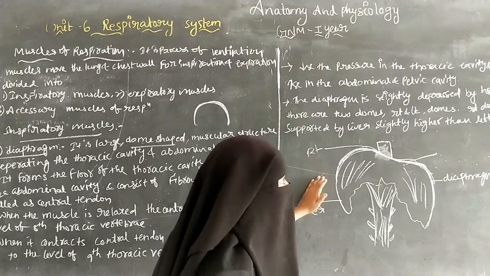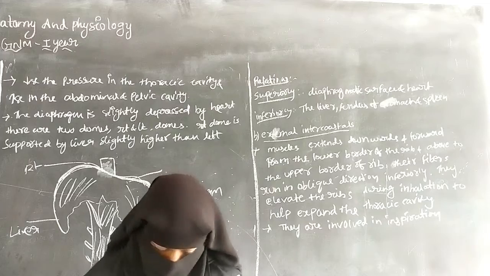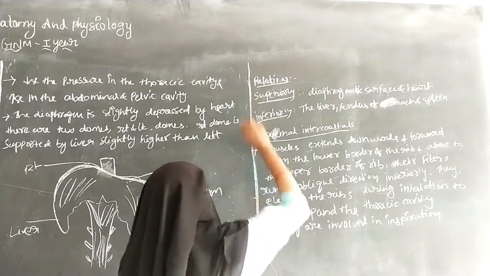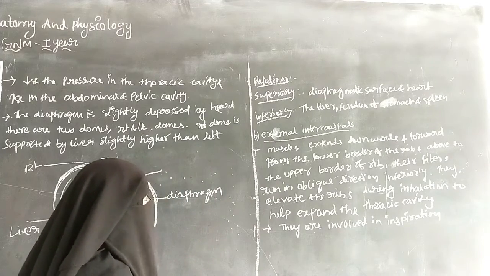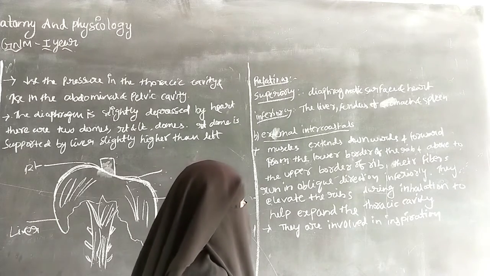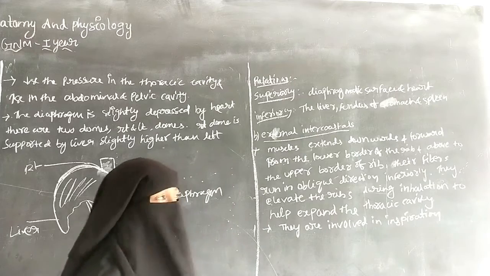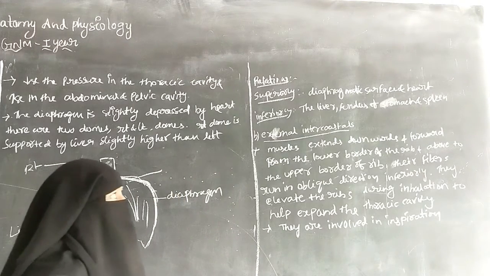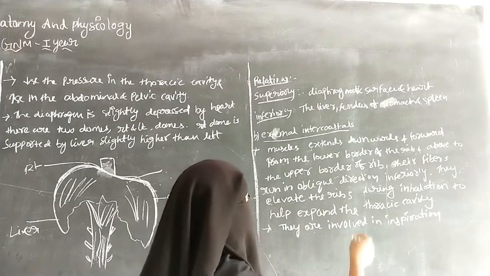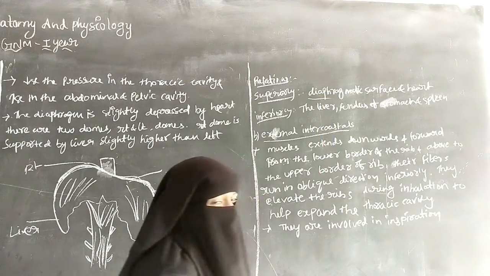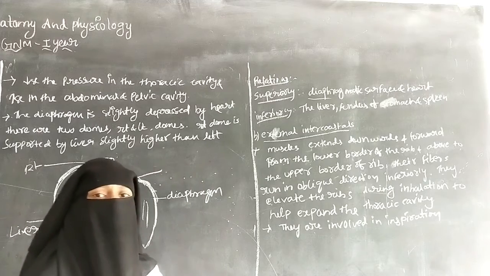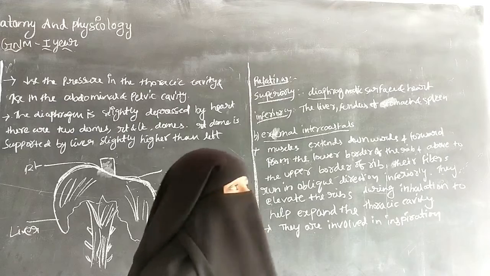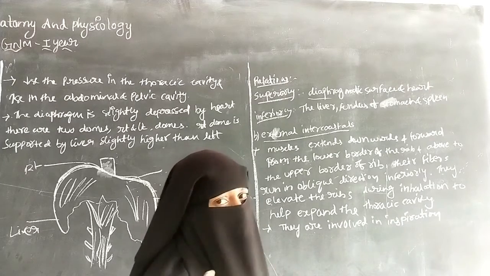So that is about the diaphragm. The next topic is relations. Superiorly, the diaphragmatic muscles are related to the diaphragmatic surface and the heart. The superior part of the diaphragmatic muscles is attached to the surface of the diaphragm and the heart.